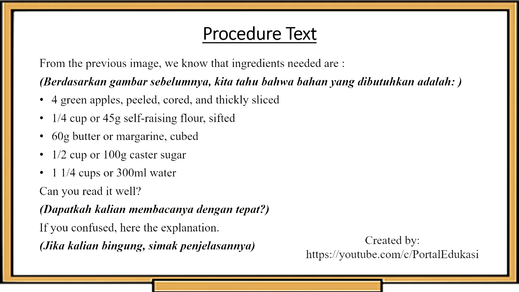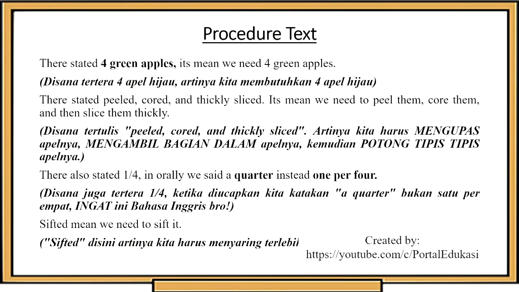Can you read it well? If you're confused, hear the explanation. They're stated for green apples. It means we need 4 green apples. They're stated peeled, cored, and thickly sliced. It means we need to peel them, core them, and then slice them thickly.